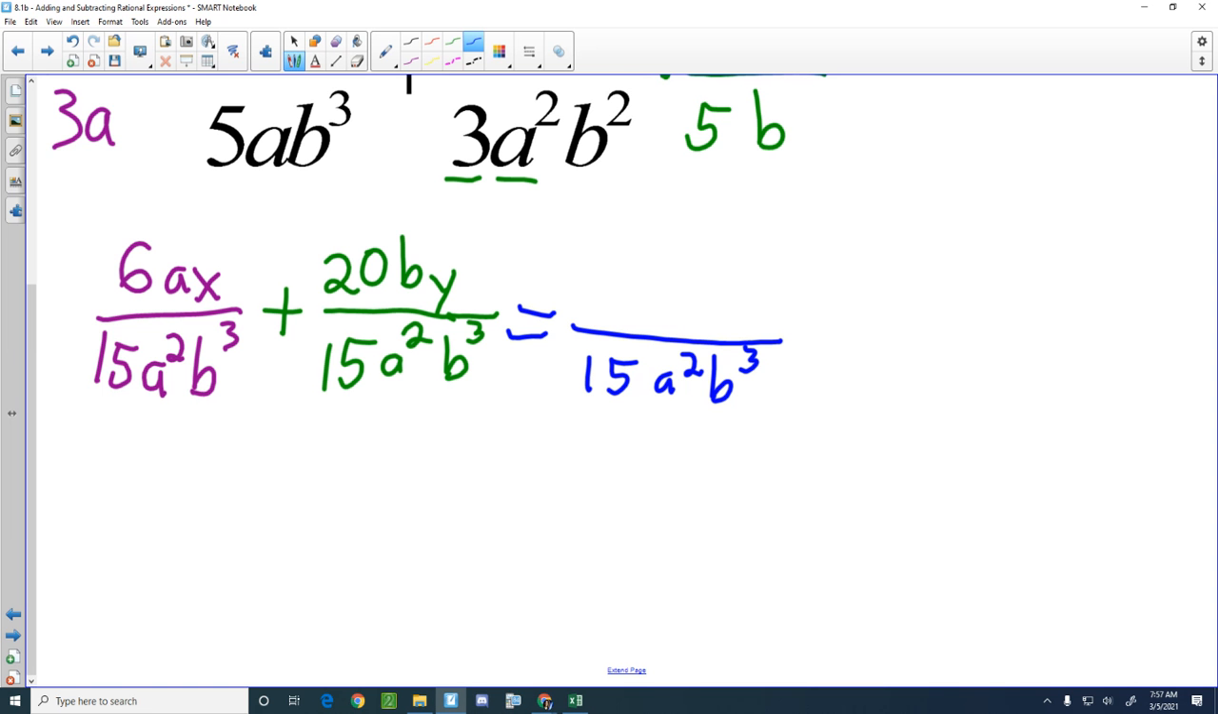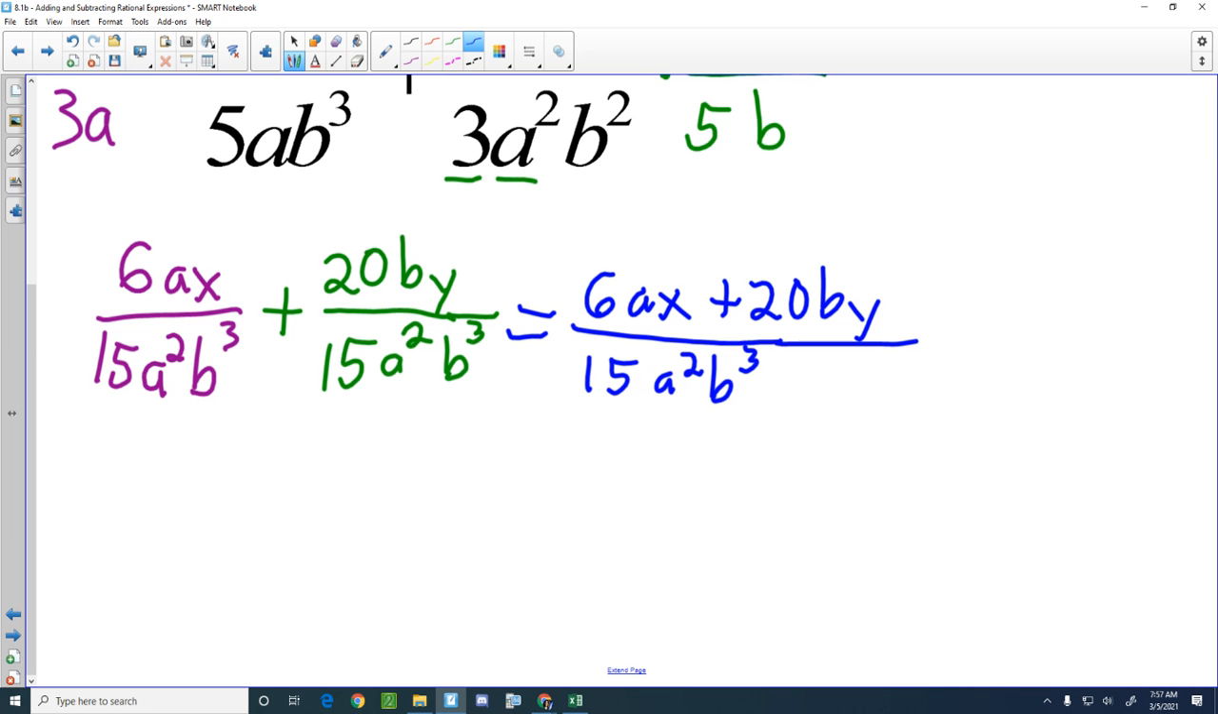Now the numerator, this is actually the easiest part. 6ax plus 20by, are those like terms or are they different terms? Do they have the same variables or do they have different variables? Different! Good, good, yes, that's right. A and x are different than b and y. So we just actually write them out next to each other. 6ax plus 20by. Those are not like terms. We can't combine them.